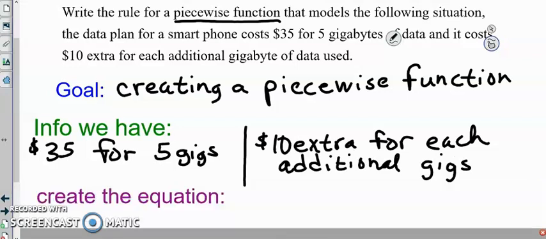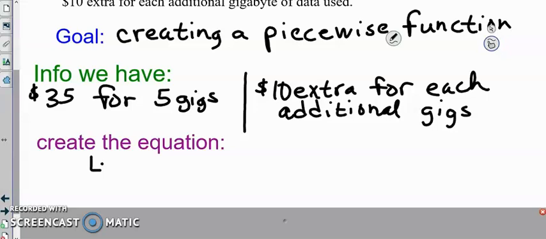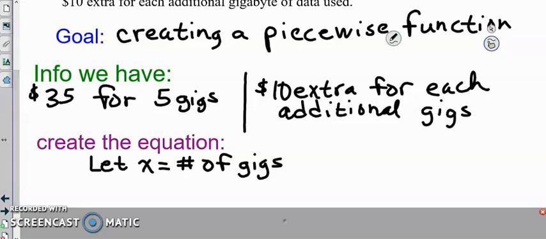All right, so with that, we have $35 for 5 gigs, and we have $10 extra for each additional gig. So when it comes to our first one, we're going to go ahead and create our equation. We're going to let x equal the number of gigs. So when we write our equations, when we're talking about x, we're talking about the number of gigs that are there. All right, so with that being said, let's see if I can change my colors. Purple, yes, let's do purple.